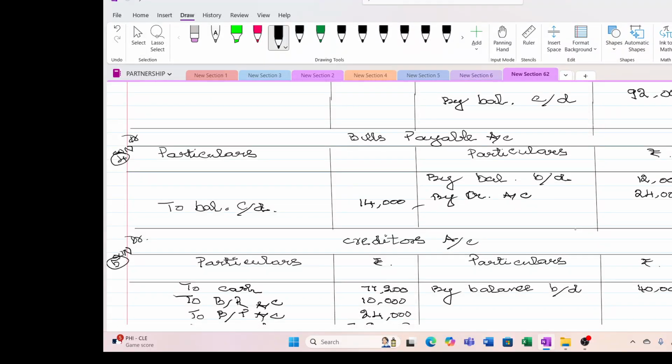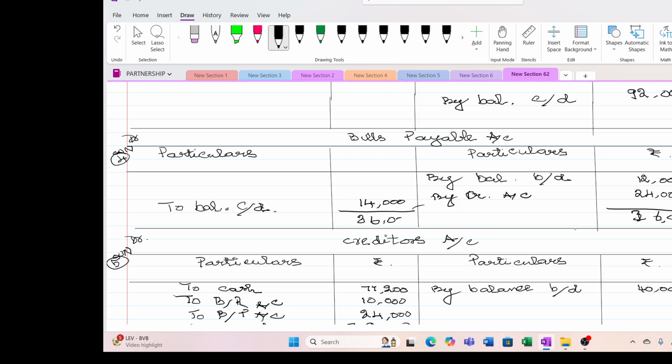Now the bills payable account, we will close it. Okay. So this will be 6, 24 plus 10, 34 plus 2, 36,000. Let me check the creditors total. Yes, 36. Okay. So here I'll put the 36,000.